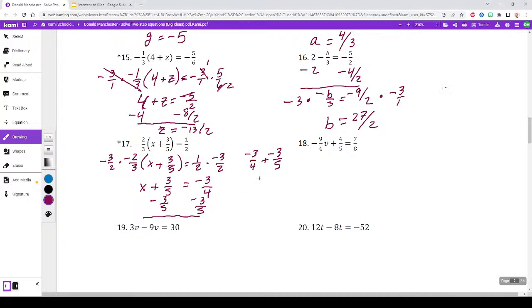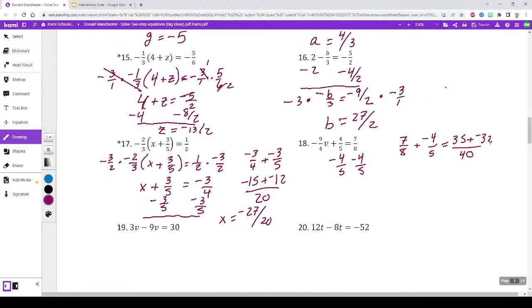Let's see. We're getting a common denominator of 20, multiplying here negative 15 plus negative 12, and so that's going to give us negative 27 over 20, and that's what x equals. Over here, we subtract 4/5 from both sides. So again, 7/8 plus -4/5. Easiest way to do this is there's a denominator of 40. 5 times 7 is 35. 8 times -4 is -32. So that gives us 3/40.